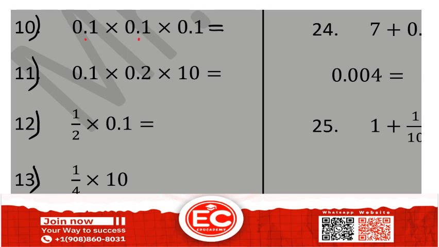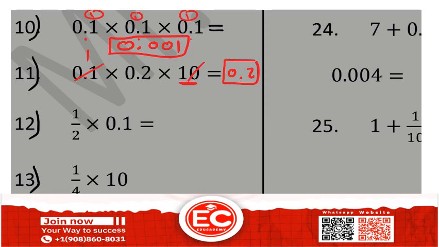0.1 times 0.1 times 0.1. We all agree that 1 by 1 by 1 is 1. But one decimal place, one decimal place, one decimal place makes 3 decimal places. So the answer is 0.001. We said that if I have a 0 and one decimal place, it cancels. So 1 times 1 is 1. So the answer is 0.2.